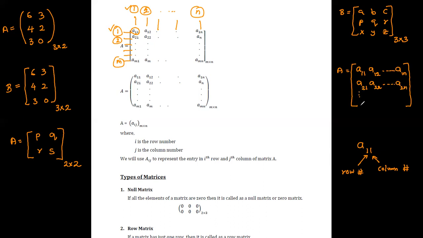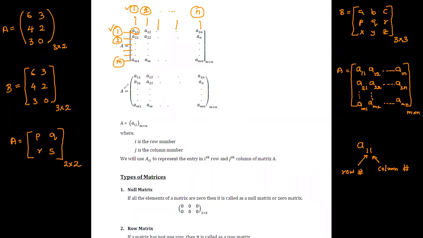And if you suppose that there are m rows in this matrix, it would now be am1, the element in mth row, first column. Then am2 will be the element in mth row, second column. Likewise, we can say that this would be the element in mth row, nth column. And since there are m rows and n columns, we can show this as an m by n matrix. So the dimension of this matrix will be m by n.